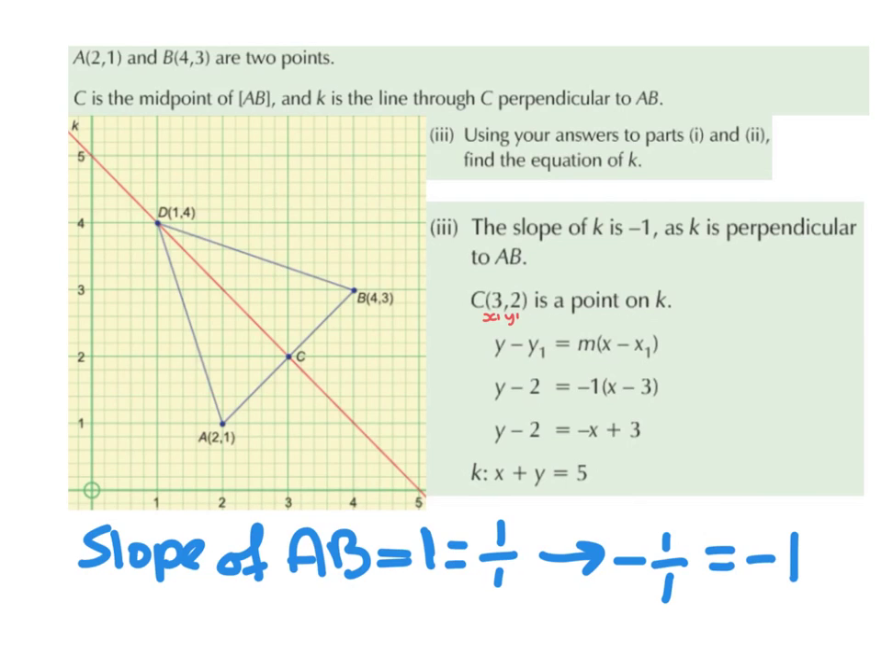So then minus 1 by x is minus x, and minus 1 by minus 3 is plus 3. And then we can get our x's and our y's on the left and our constants on the right. So bringing the minus x over the equal sign, it becomes plus x. And bringing the minus 2 over the equal sign, it becomes plus 2, and 2 plus 3 is 5. So you get x plus y is equal to 5 for the equation of the line K.